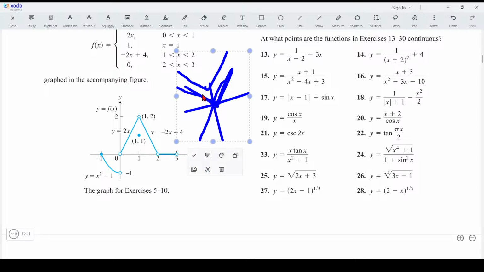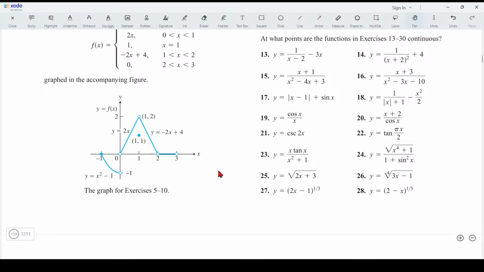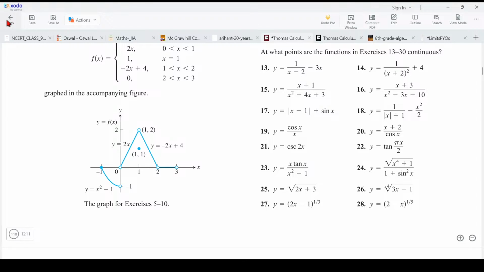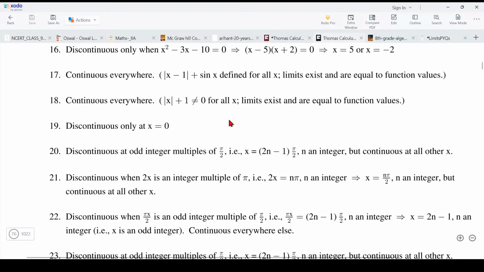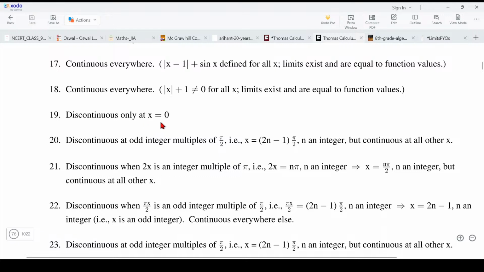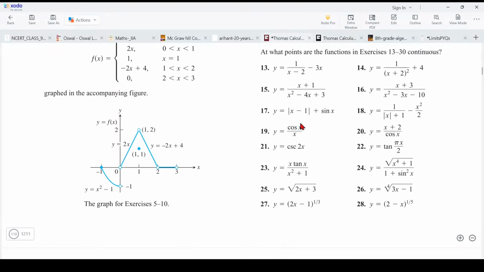Cos x by x. Is it continuous? No. That's the problem, where is the problem? x is 0. At x equals to 0, what will happen? It will become 1. No, why will it become 1? It is not defined. See, continuous means it's not just about limit, it is about the value which it holds also.